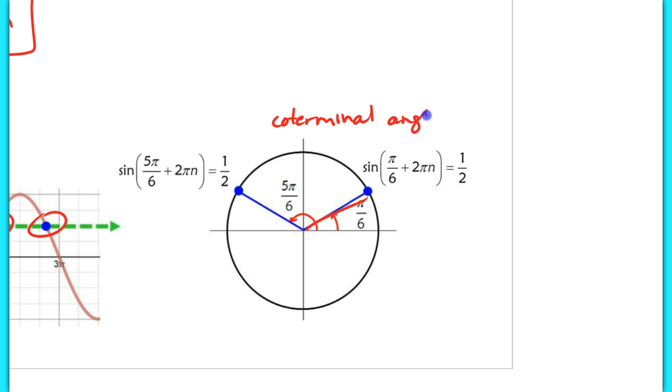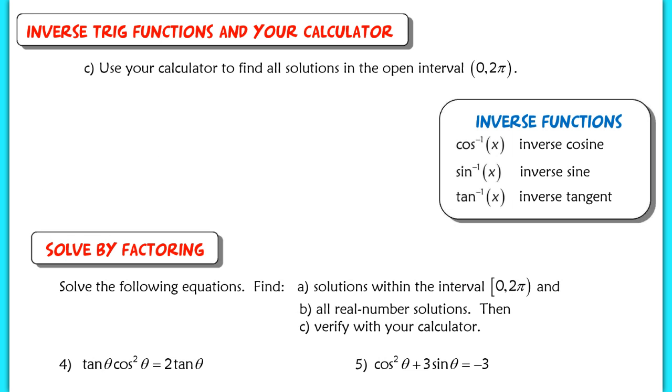Okay, our third approach is going to be using inverse trig functions and our calculator in order to solve some trig equations. That's actually our third objective also, to be able to use our calculator to solve some trig equations. Off to the side I have a little note about inverse functions. We did talk about this already, but I just want to refresh this. Here's the notation we use for the inverse of cosine, the inverse of sine, and the inverse of tangent. Make sure you realize that this is not an exponent.